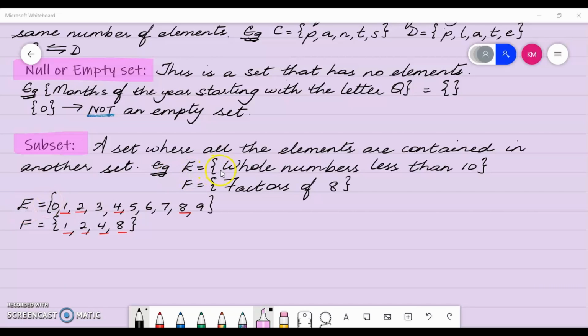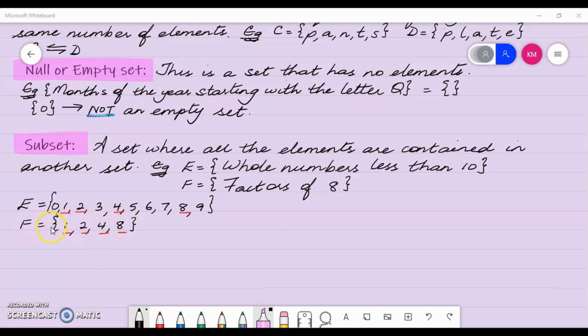So E, which is the whole numbers less than 10, is going to be 0, 1, 2, 3, 4, 5, 6, 7, 8, and 9. Those are the whole numbers less than 10. And F is going to comprise all the factors of 8, which is 1, 2, 4, and 8.